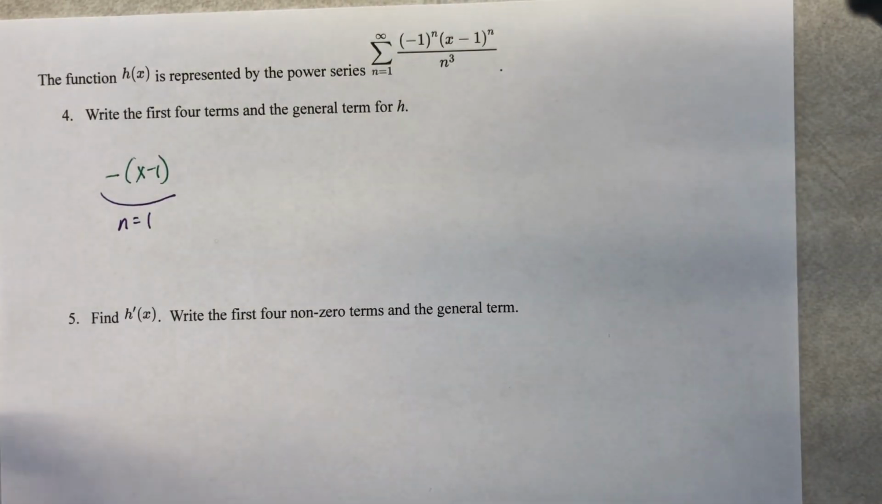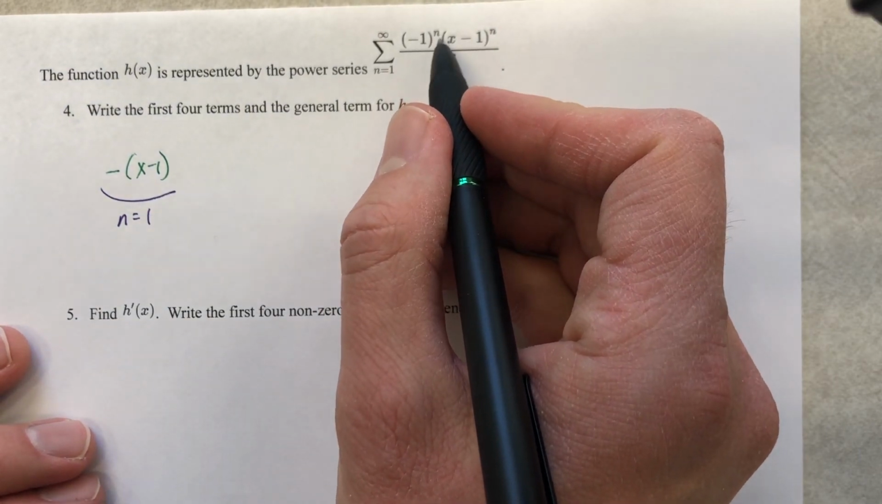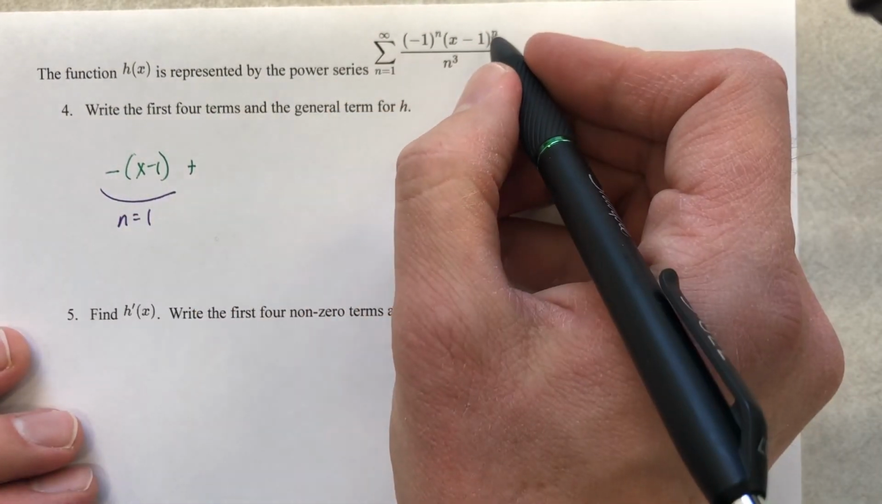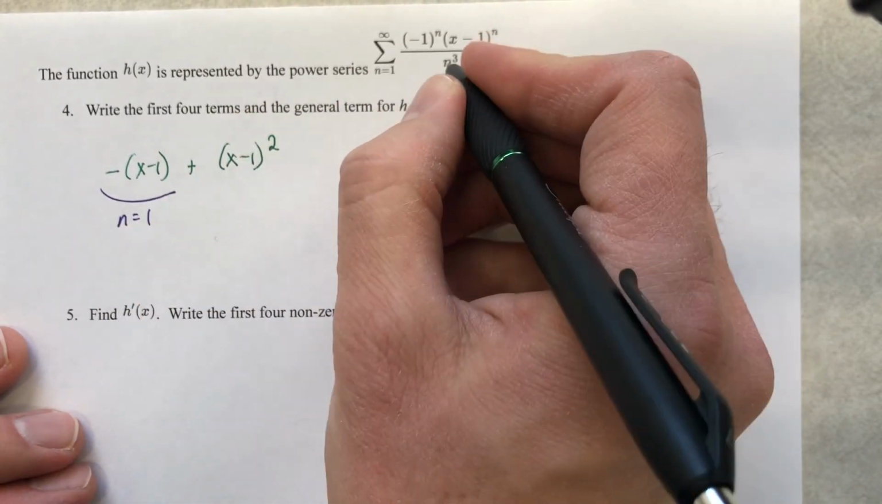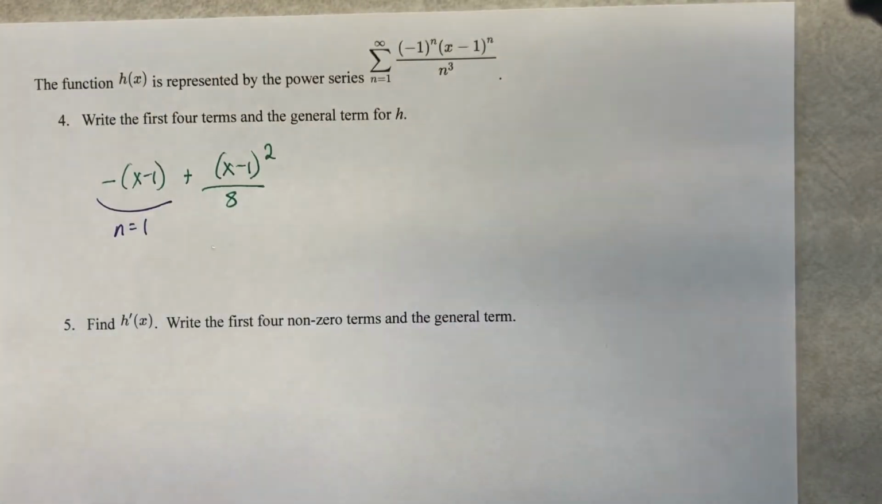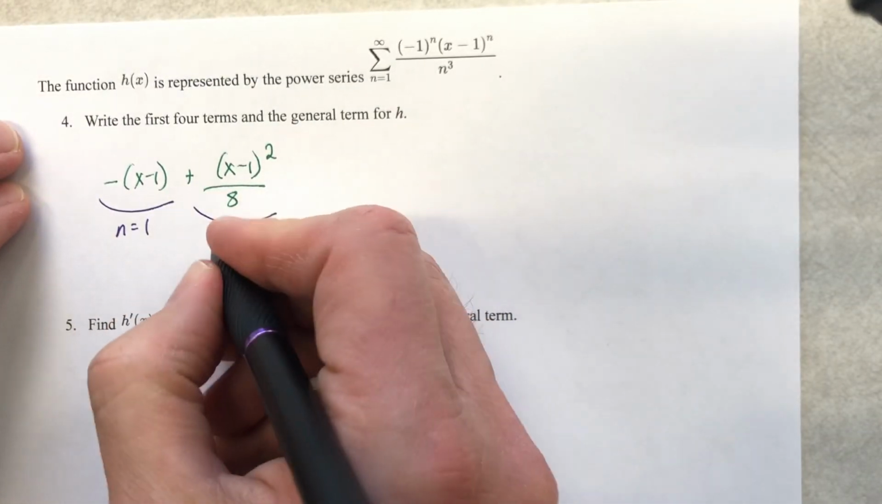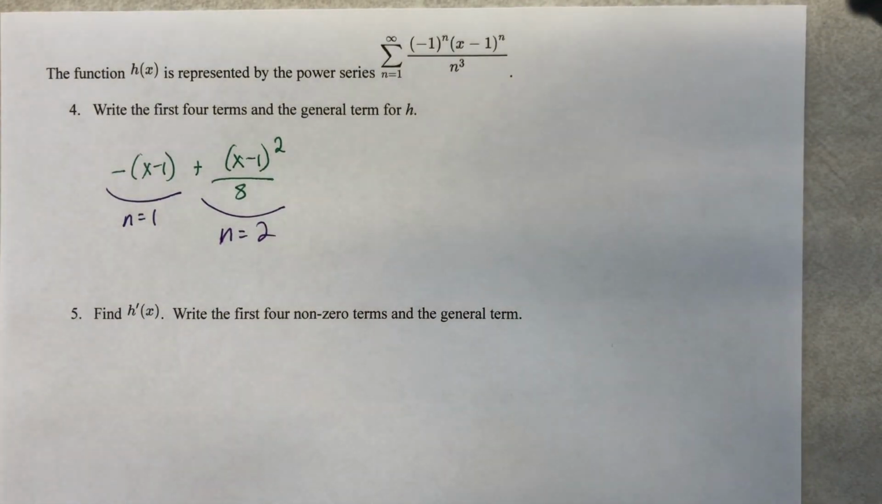Okay, let's plug in 2. When I plug in a 2, I've squared a negative. That gives me a positive, so we're dealing with a positive, and therefore x minus 1 is to the 2nd over 2 to the 3rd, which of course is 8. All right, that's where n equals 2. You don't have to do this at the bottom of each term. All right, let's keep going.